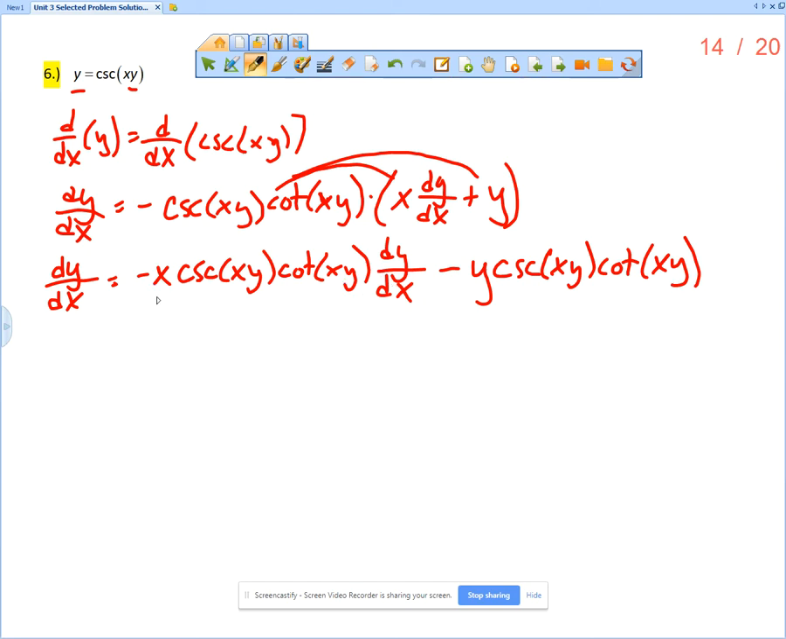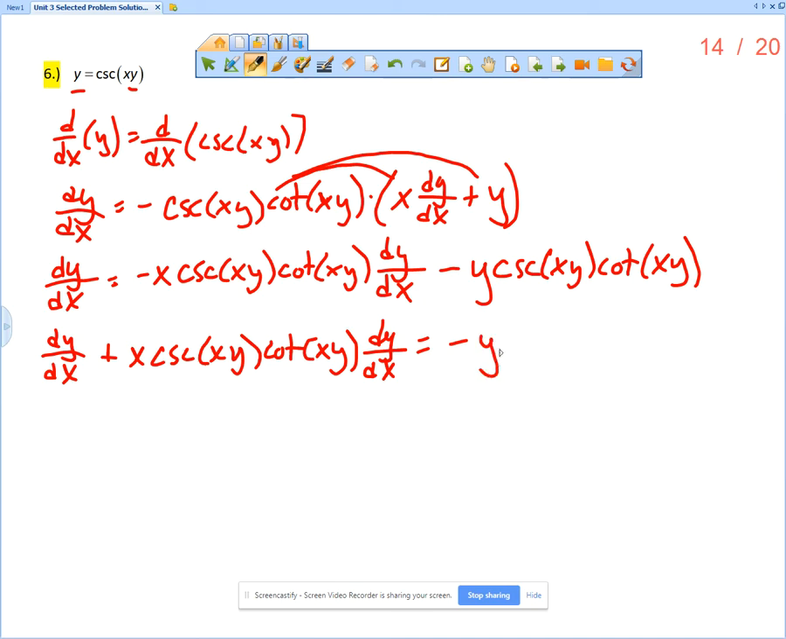Now I want to group together the dy/dx. So that means I'm going to bring this negative x cosecant xy cotangent xy dy/dx to the left side of the equation by adding it. So I get dy/dx plus x cosecant xy cotangent xy dy/dx equals negative y cosecant xy cotangent xy.